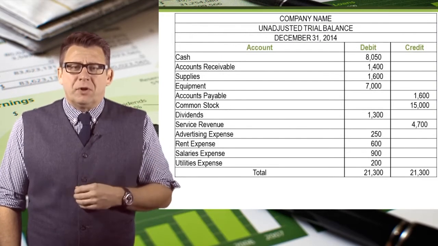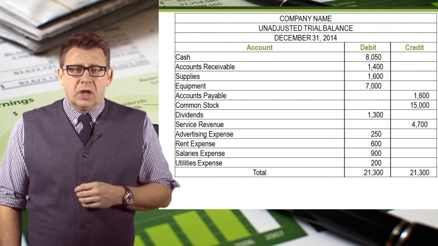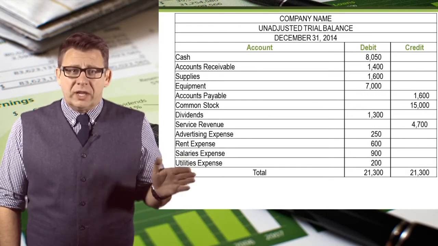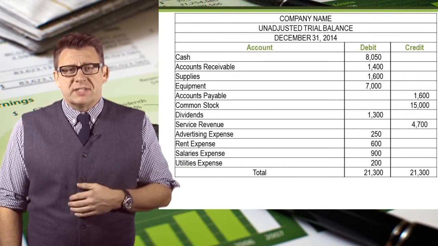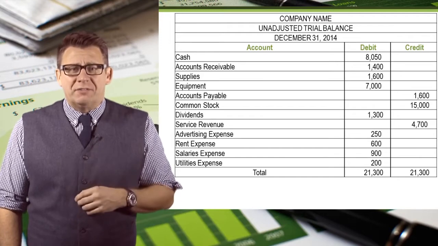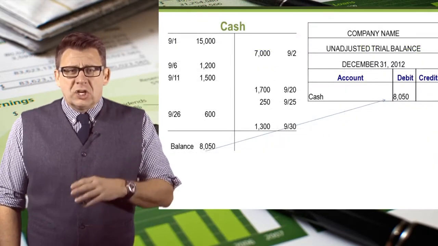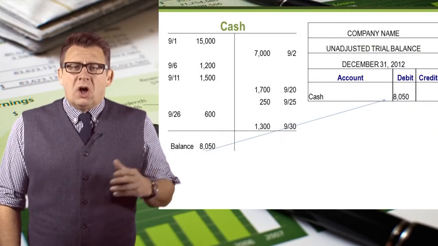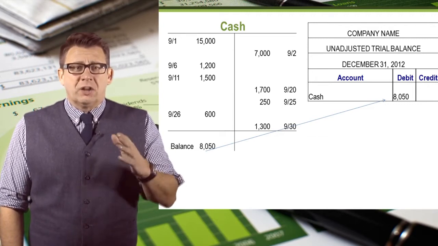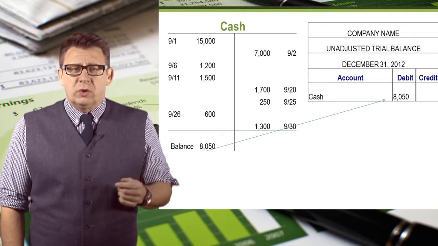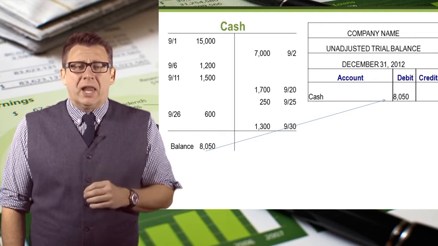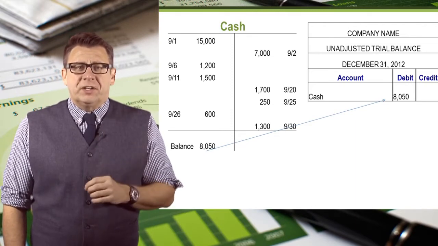Now here's an example of a trial balance. Notice the account order is assets, liabilities, equity, revenues, and finally expenses. Let's look at the details as to how we arrived at these balances. So in this example, all of the debits totaled $18,300 and all of the credits totaled $10,250. Therefore, the cash account has a debit balance of $8,050.